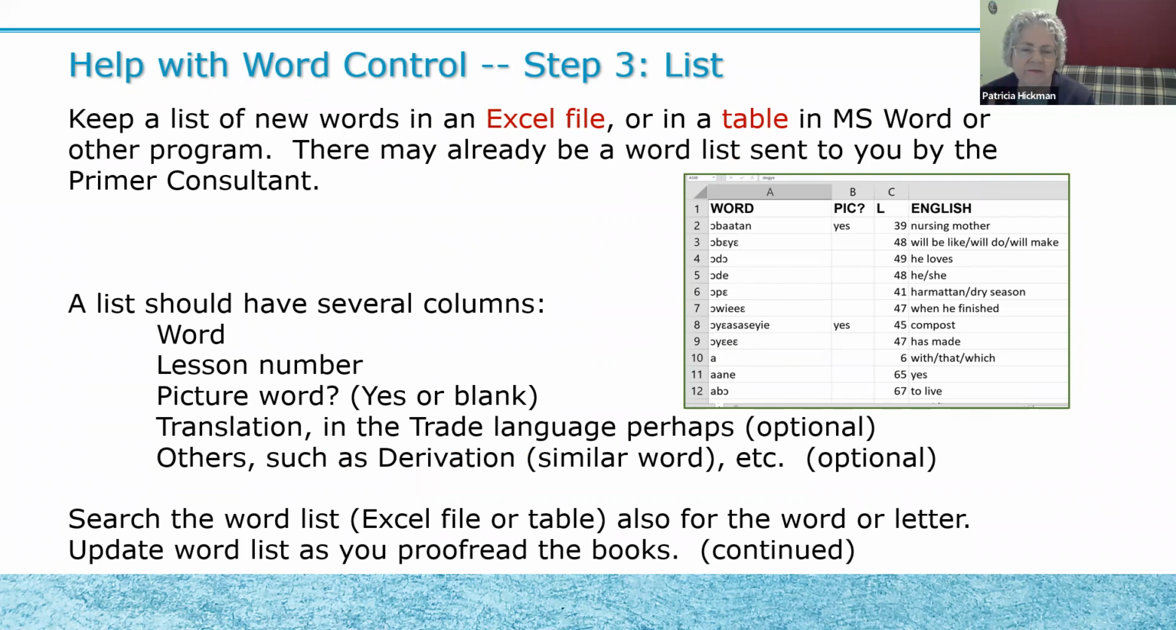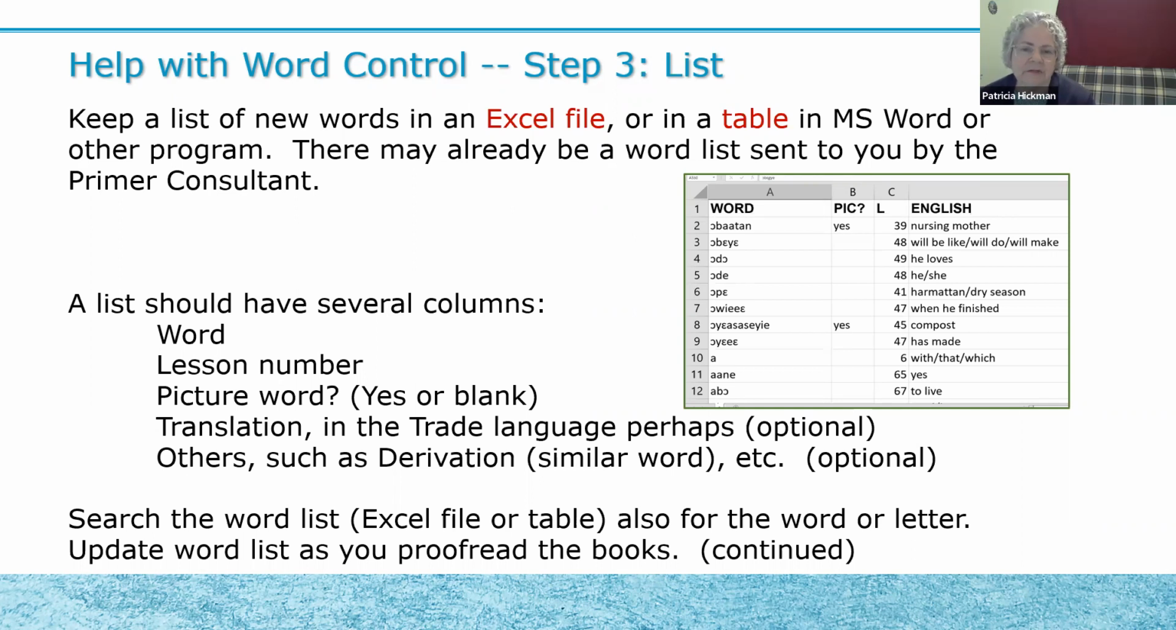You might have a column to say this is a picture word. You could have the word yes or a Y or blank in that column. You don't need to type no because that's just making extra work. You could have a column for the lesson number. That's very necessary. We need to know what lesson that was found in. And you could have a column with the translation in your trade language.